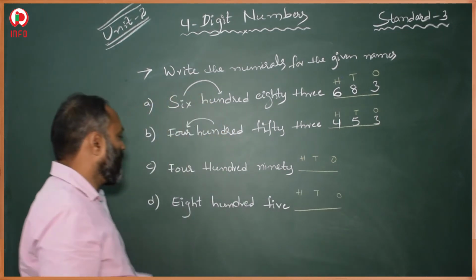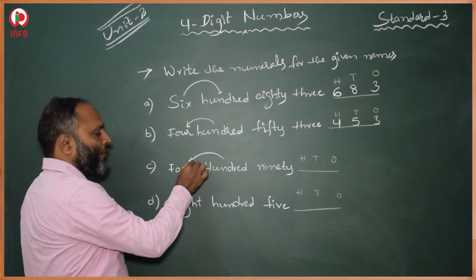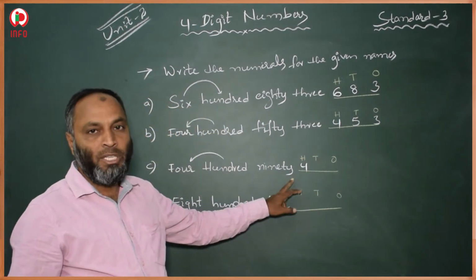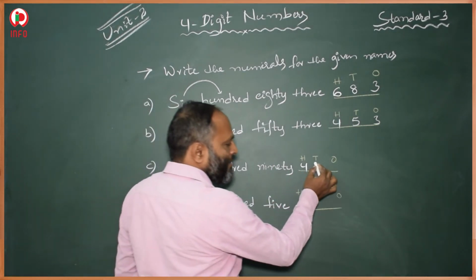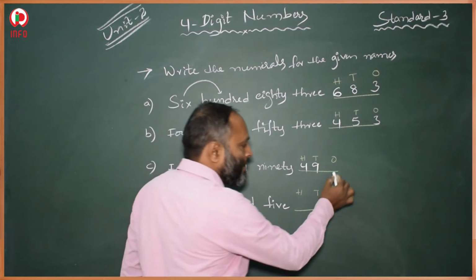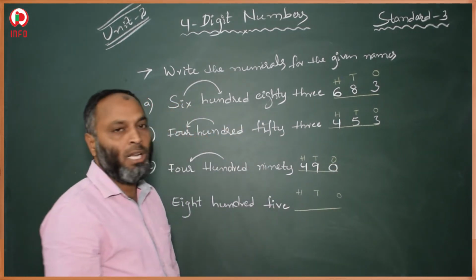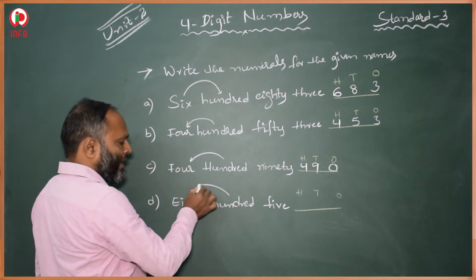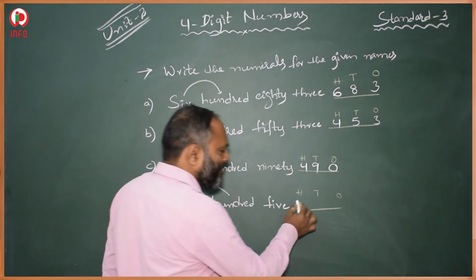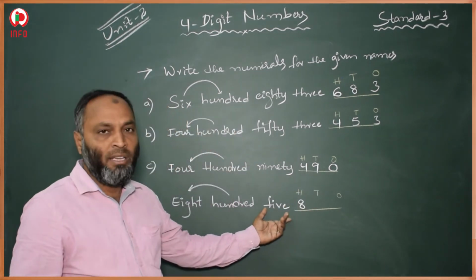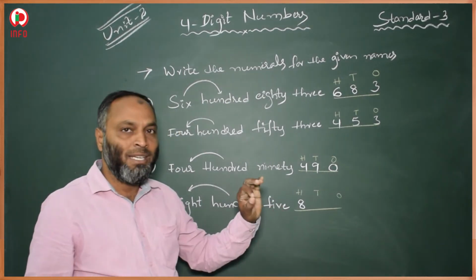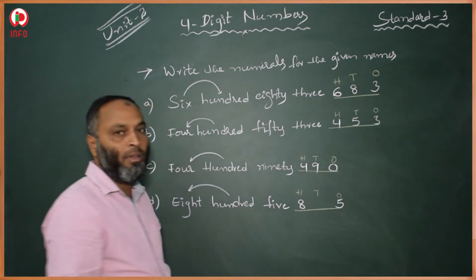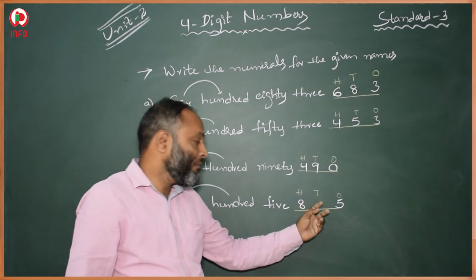In the same way 400: in the hundreds place 4. Then 90. 90 means in the tens place 9, in the ones place 0. This is 490. Here 800: in the hundreds place 8 is there. Here 5 is given. This is a single digit. When a single digit is last, we have to write it in the ones place. 5. 805.